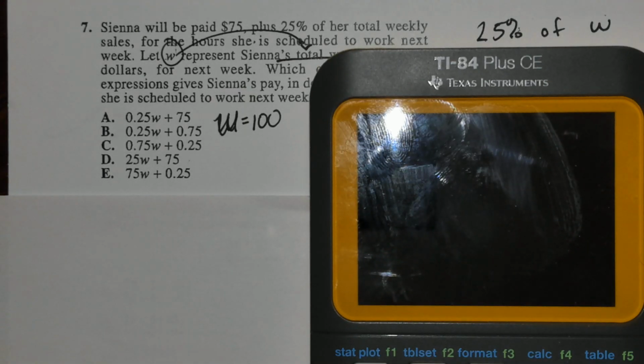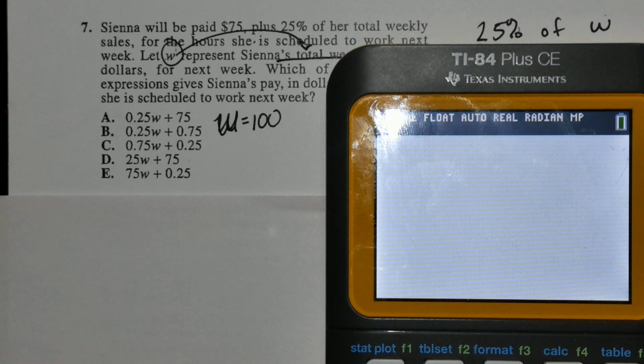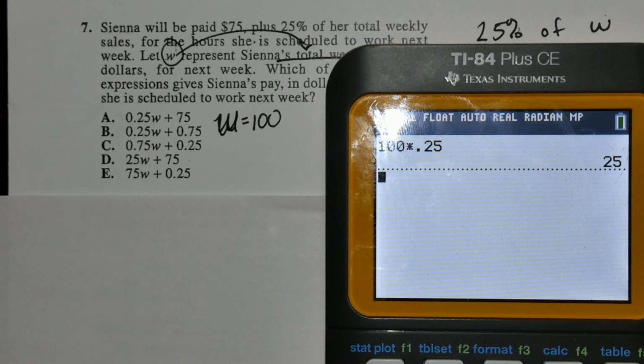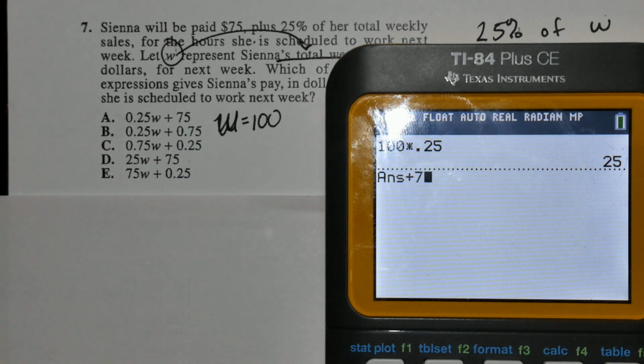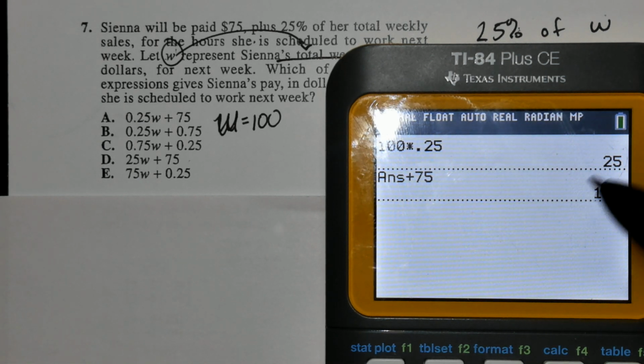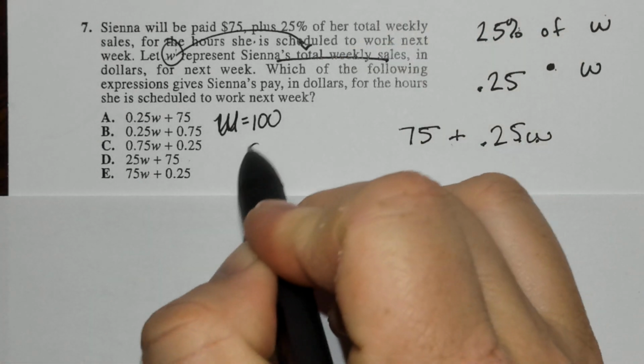So I'm going to go to my calculator and I'm going to type in 100. Now she only gets 25% of that. I'm going to take it times 0.25. There's 25. And then I'm going to add it to the given $75 that she earns. When I choose to say that her total weekly sales is $100, she will make $100 on her own. Now how does that help us?